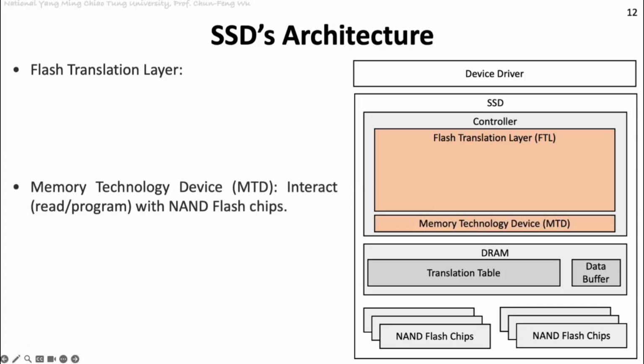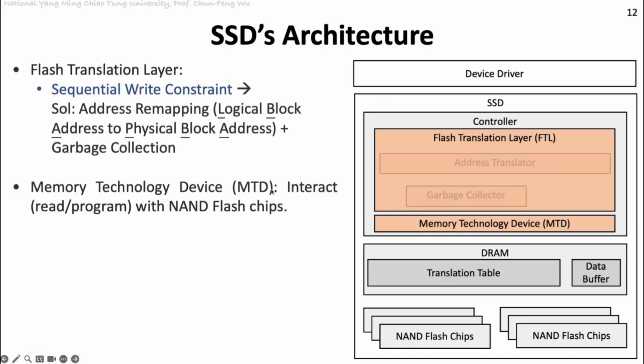One is called flash translation layer, and the other is called memory technology device, or MTD. Okay, so the first and the critical thing is about the sequential write constraint. SSD solves the sequential write constraint by using address remapping. SSD also uses the same concept as virtual memory. You can think of it like logical block address to physical block address.